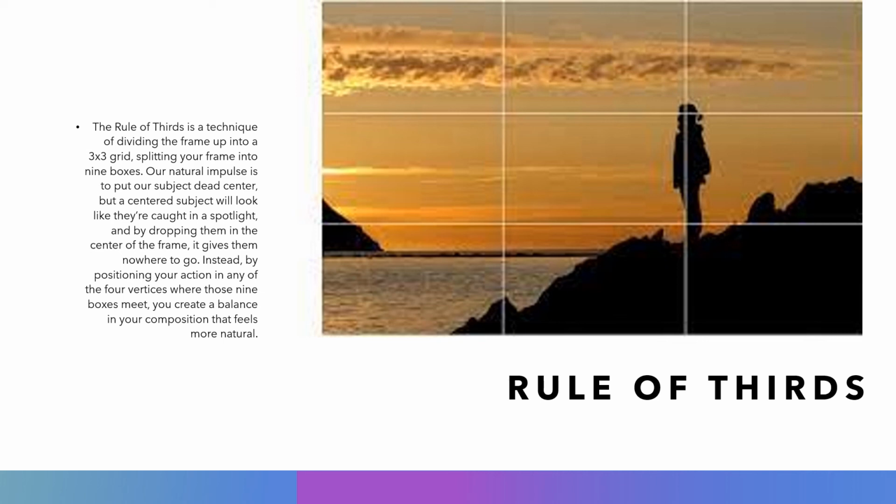look like they're caught in a spotlight, and by dropping them in the center of the frame, it gives them nowhere to go. Instead, by positioning your action in any of the 4 intersections where those 9 boxes meet, you create a balance in your composition that feels more natural.